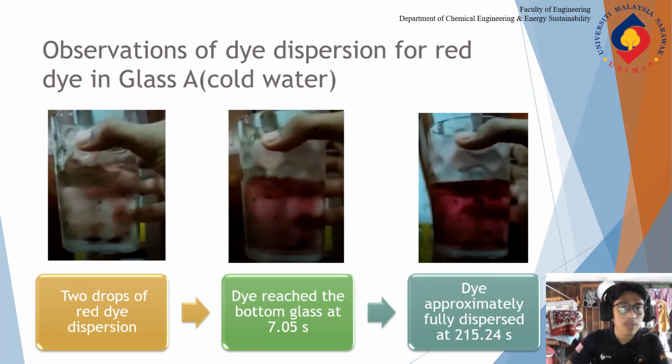For my part, which is observations of dye dispersion for red dye. For glass A, which is in cool water, the first figure shows the two drops of red dye dispersion. The second figure, when the dye reached the bottom of the glass at 7.05 seconds. The third figure, when the dye approximately fully dispersed at 215.24 seconds.